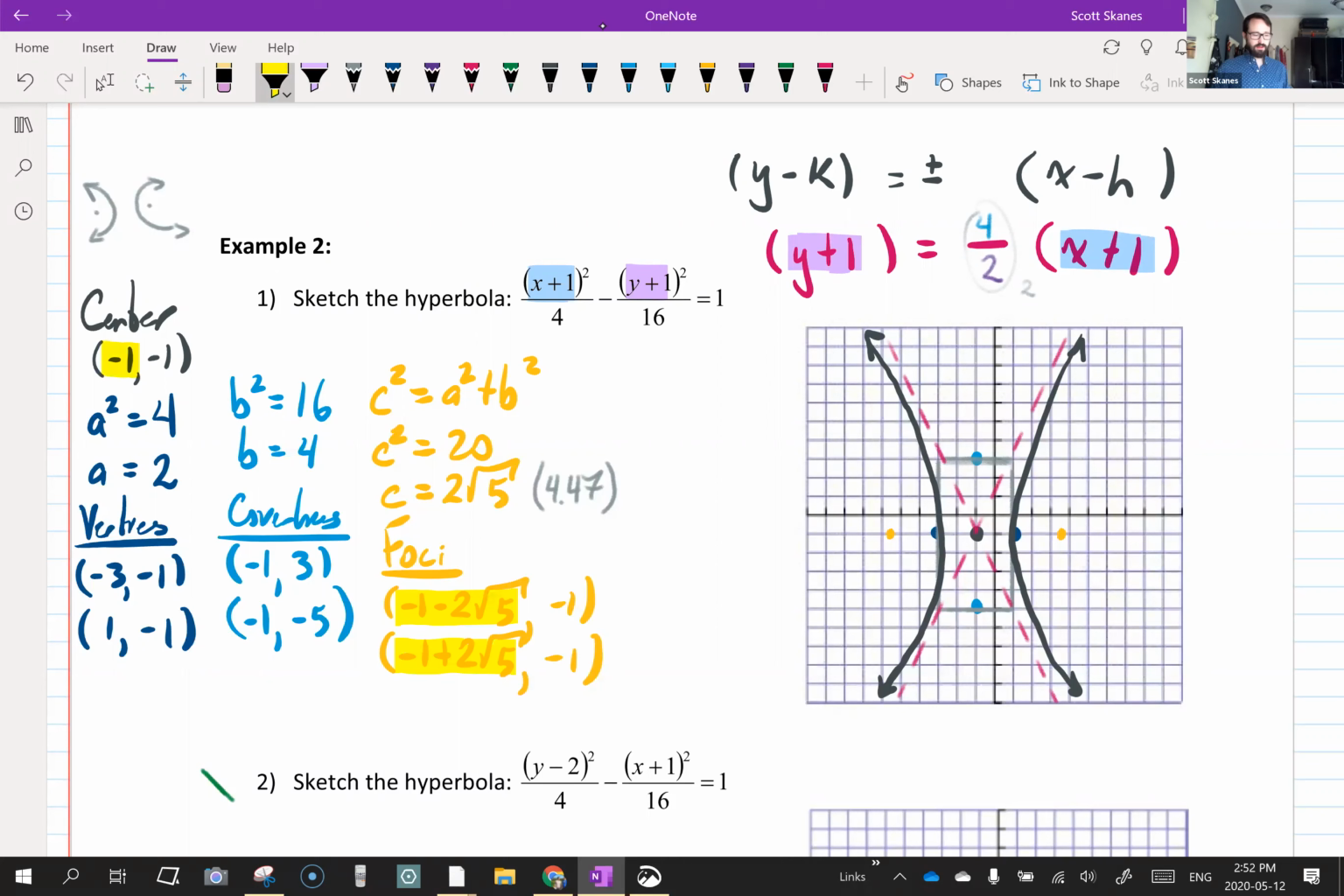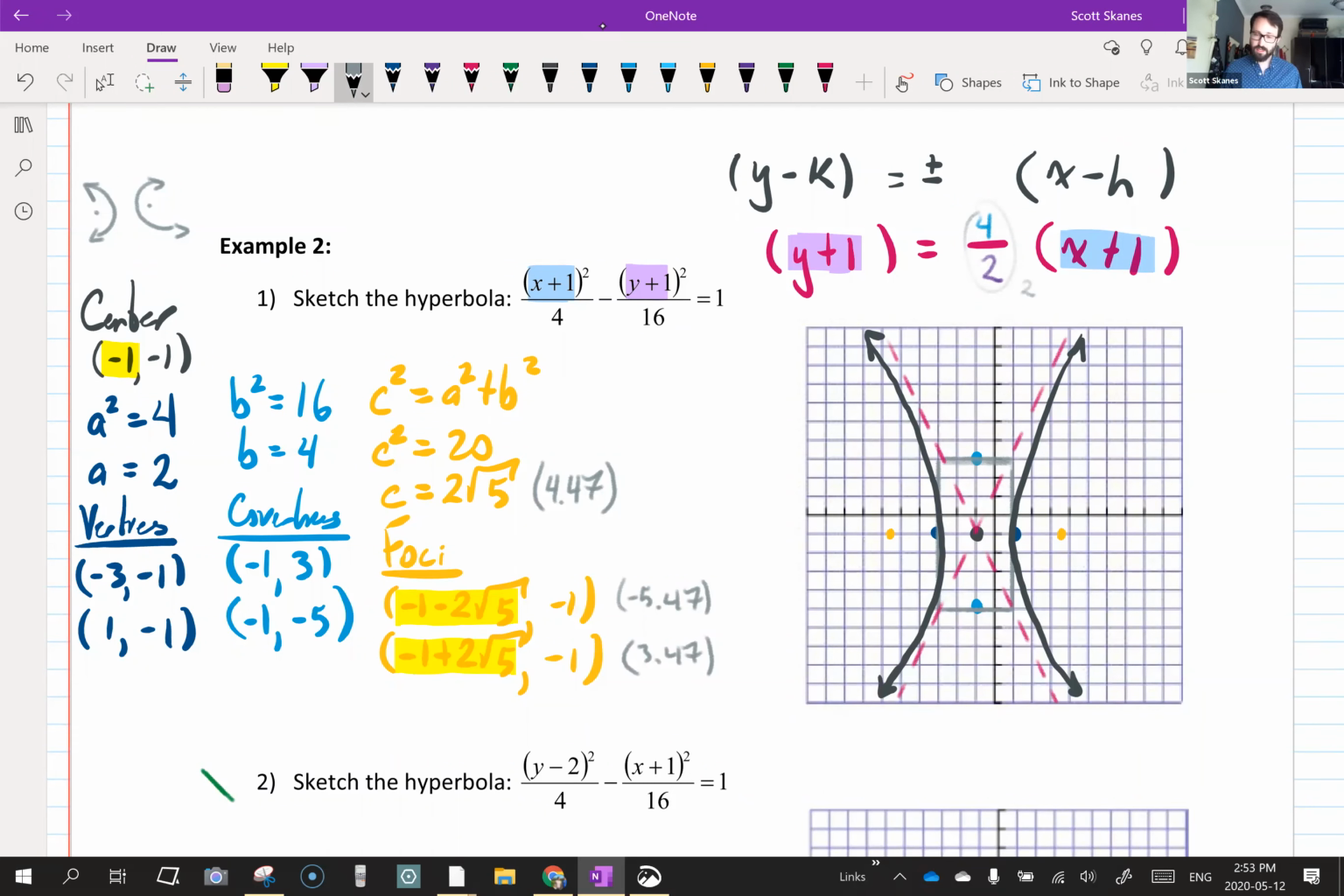I'm relating it to that. I've got to go left and right by that much on the focus. So I add it to the x value of the center and I subtract it from the x value of the center. You can also say -1 minus 4.47, -1 plus 4.47. So I'll do that just so we're all clear. That would be -5.47 or -1 plus 2 root 5, 3.47. Okay, just so we're all clear what's going on here.